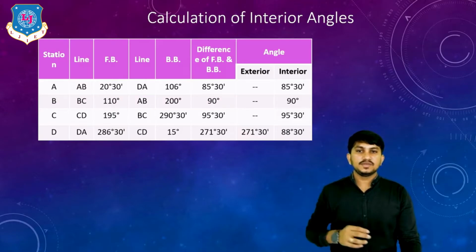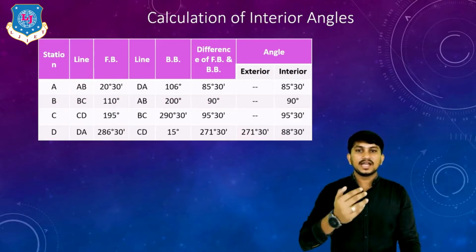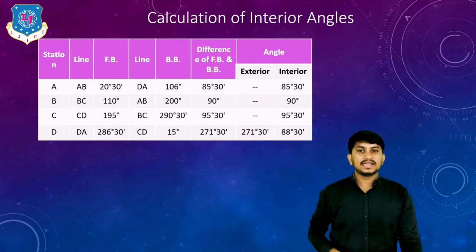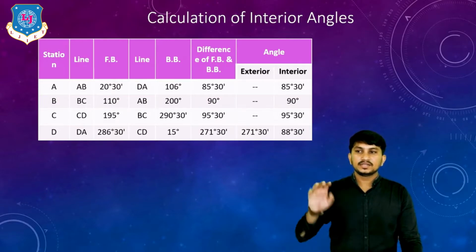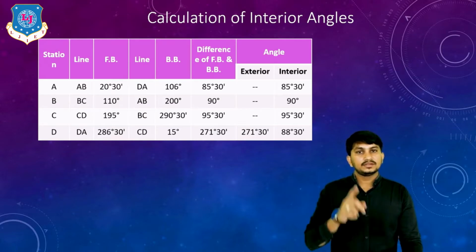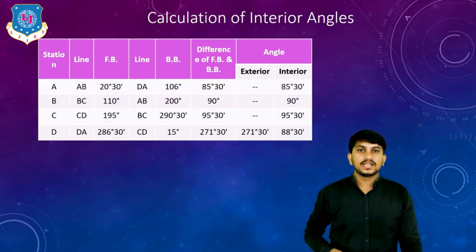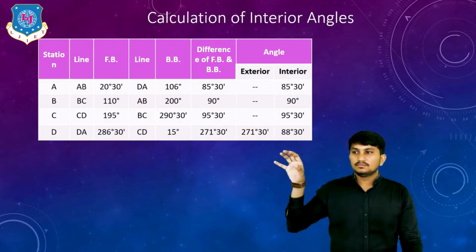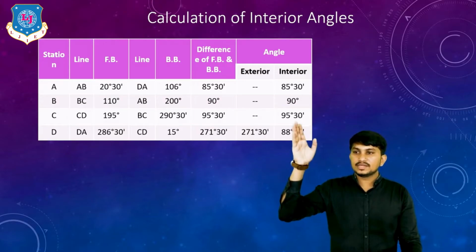For station B, fore bearing line means forward line is BC, backward line is AB. The values of FB and BB are given in the example. We can find out the difference between them. The difference gives the angles. If the difference is less than 180 degree, most probably it is interior angle. If the difference is greater than 180 degree, it can be exterior angle. So we can judge by figures of traverse. By this we can calculate various angles.